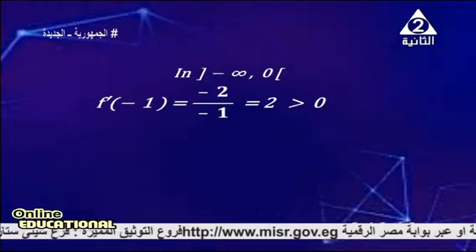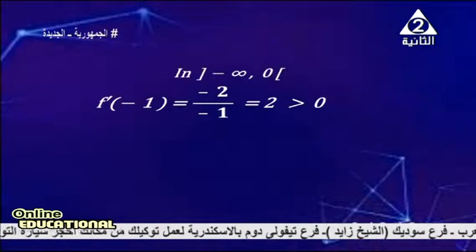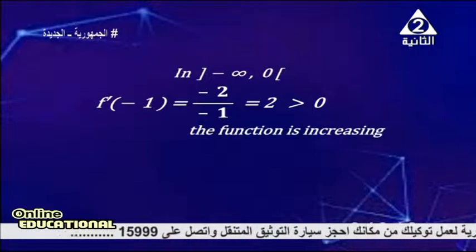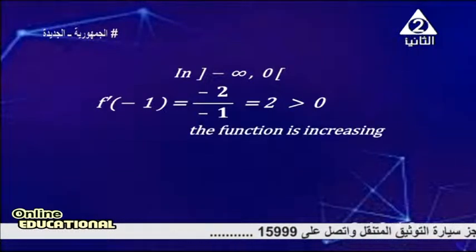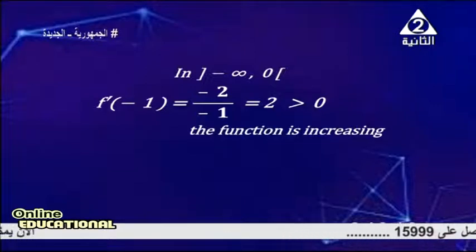For the first interval, the open interval (negative infinity, 0), we can choose a number like −1, then f'(−1) = −2/−1 = 2. 2 is bigger than 0, a positive number. Then the function is increasing on this open interval (negative infinity, 0).